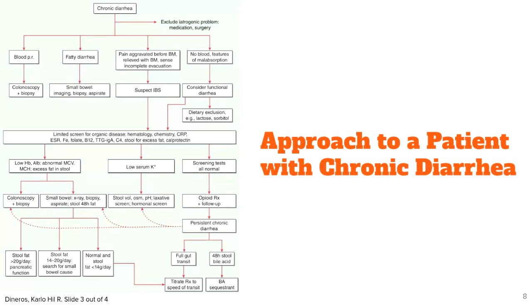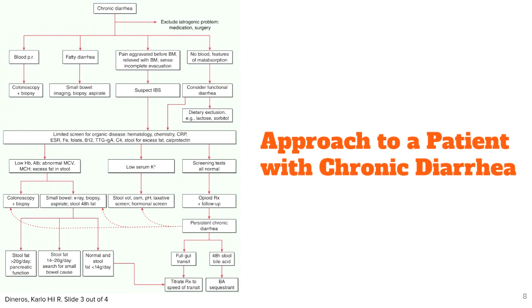If you observe that the patient has low hemoglobin, albumin, abnormal mean corpuscular volume, or mean corpuscular hemoglobin, or excess fat in the stool, you might suspect a gamut of diseases. For low albumin, you might expect an inflammatory sort of disorder. With these, you might want to investigate through a colonoscopy or biopsy, and again, small bowel X-ray or a biopsy aspirates and stool 48-hour fats.